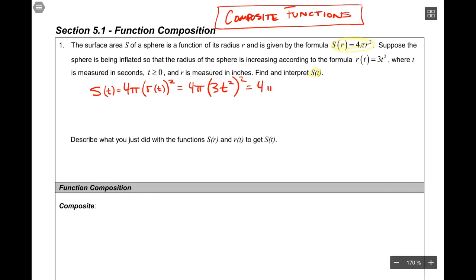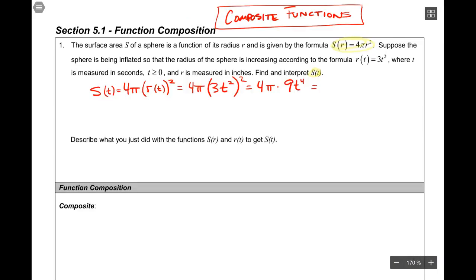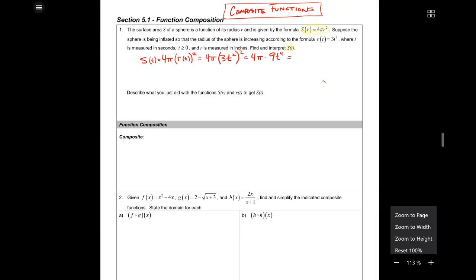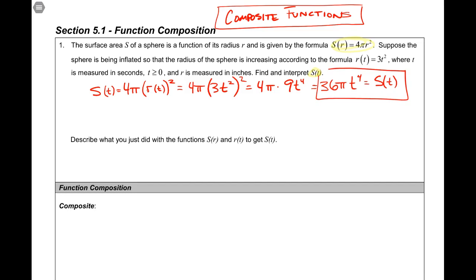This is going to give us 4 pi times 9t to the 4th, which we can simplify as 36 pi times t to the 4th. And that is surface area as a function of time. So we're asked to find and interpret s of t. Here is s of t. Now let's interpret it.